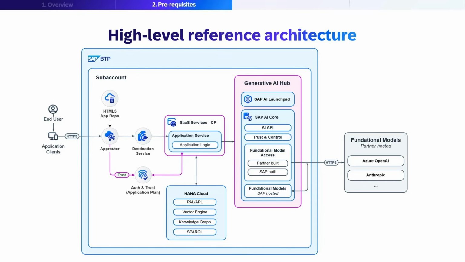The Generative AI Hub, AI Launchpad, and AI Core orchestrate secure access to both SAP and partner large language models, applying governance, auditability, and access controls. Everything flows through SAP's trusted network, so every generative AI response can be traced to real business data. This approach ensures you can innovate with AI while staying fully aligned to SAP standards for trust, security, and data governance.